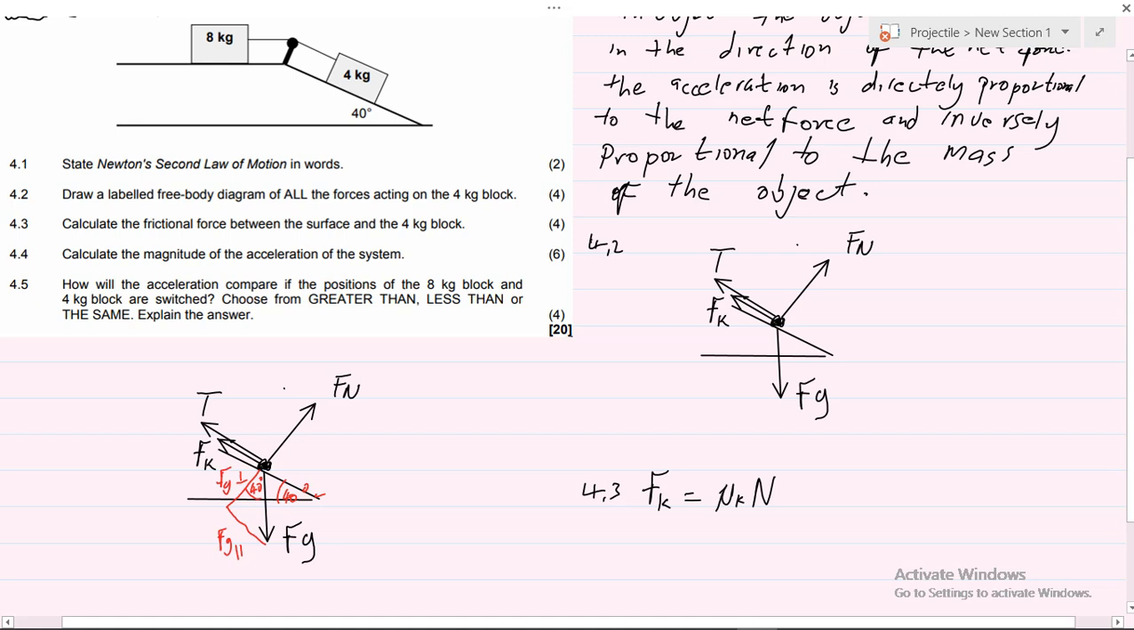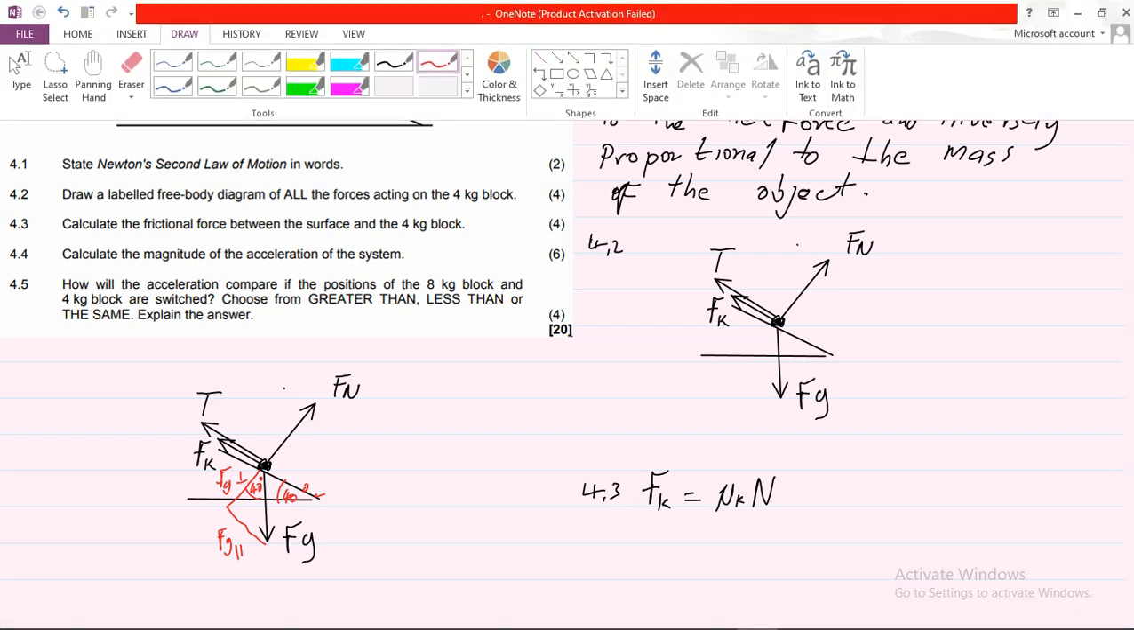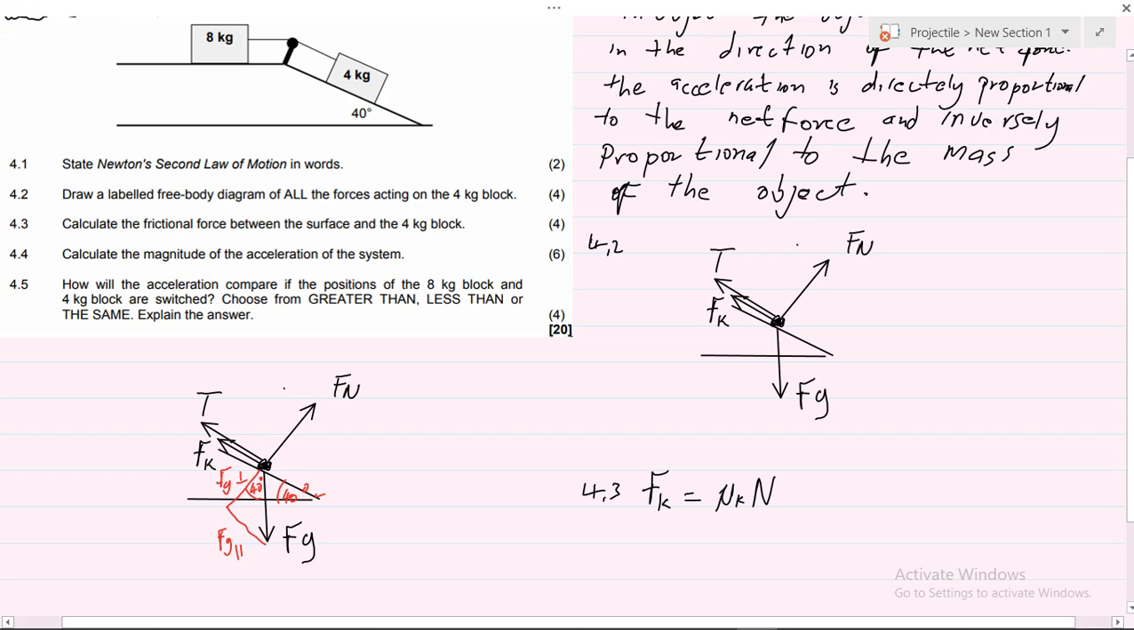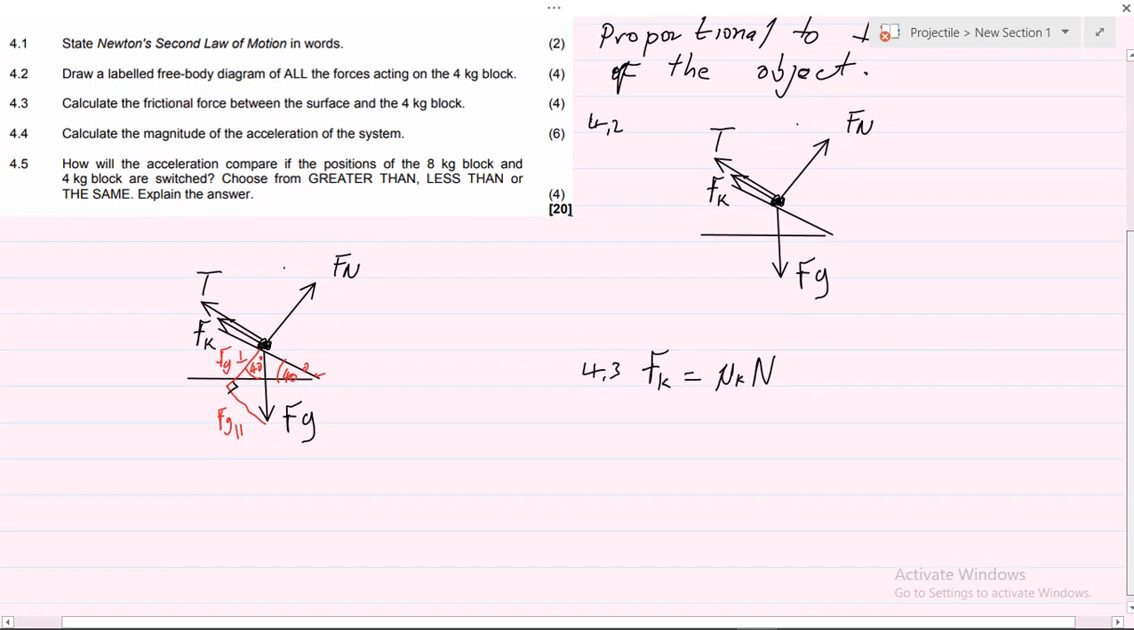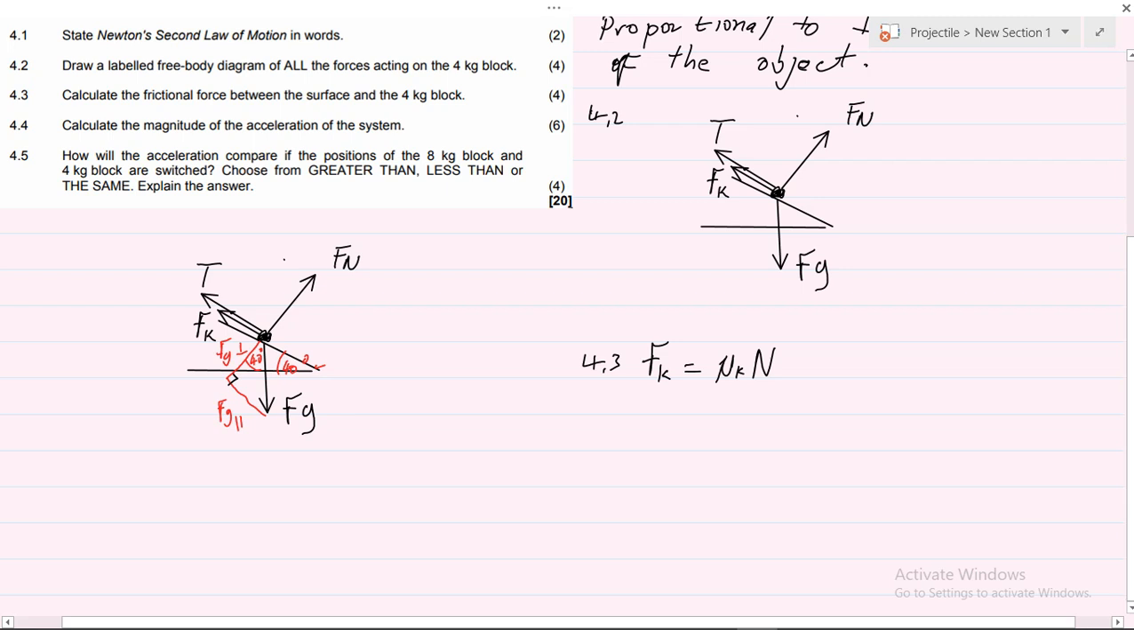Then once we have done that, we can apply trigonometric ratios, because this is a right angled triangle. We can see that Fg perpendicular gives us a right angle triangle. So let's quickly see where the block is going.